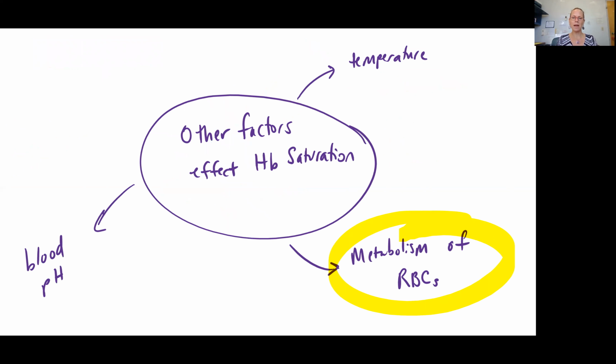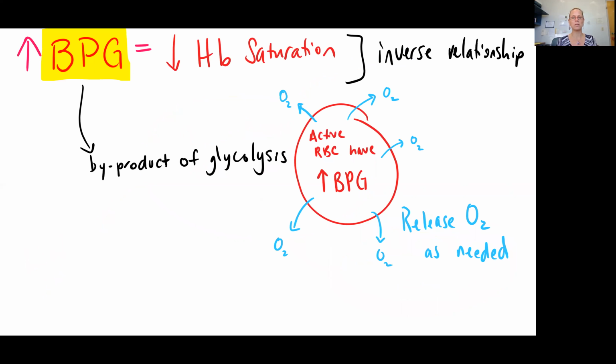Okay, so we've talked about how blood pH and temperature affects hemoglobin saturation. Our final topic is the metabolism of those red blood cells. Now, one thing to pay attention to, red blood cells are lacking most organelles. They don't have mitochondria. They can't do cellular respiration. They're limited to that process called glycolysis. As a result of the glycolysis, your red blood cells are producing a compound called BPG for short.